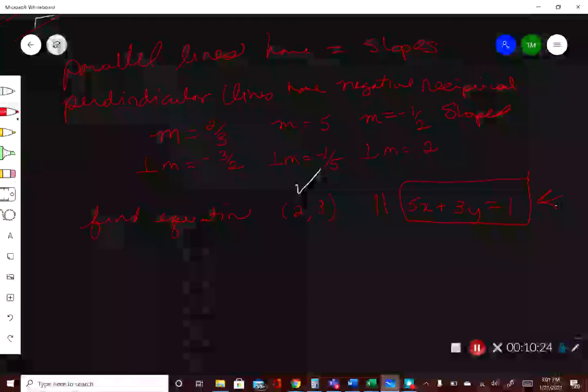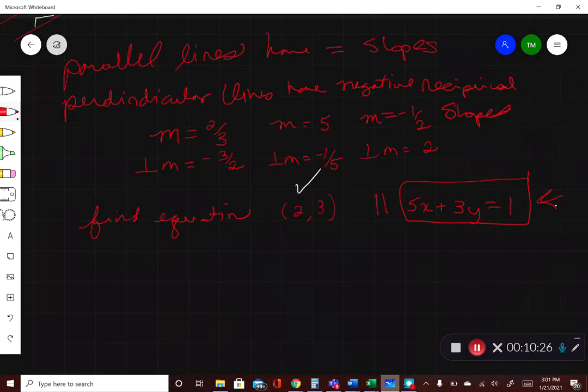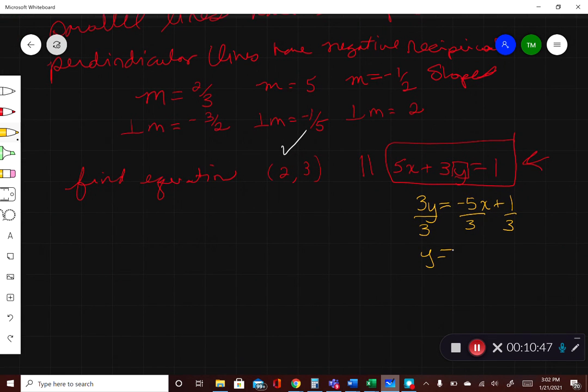In this form, it's hard to see the slope, but if we change it to the slope-intercept form and solve for y, then we can find the slope of that line. So I'm going to subtract 5x from both sides, and then divide through by 3, and we get y is equal to negative 5/3 x plus 1/3.